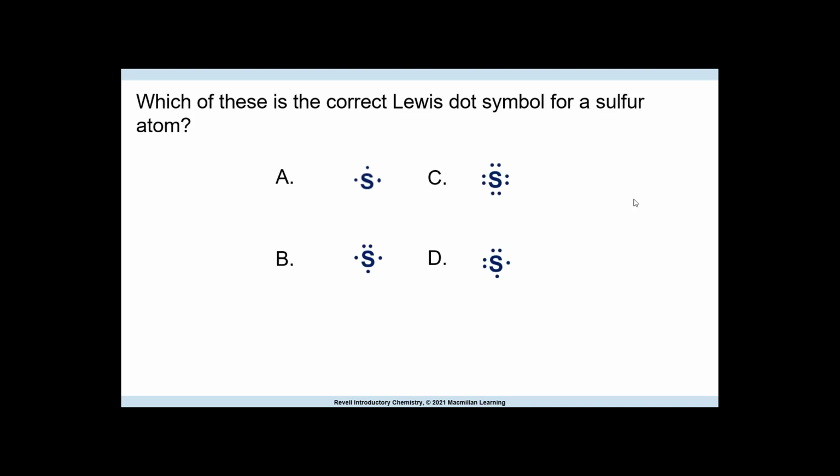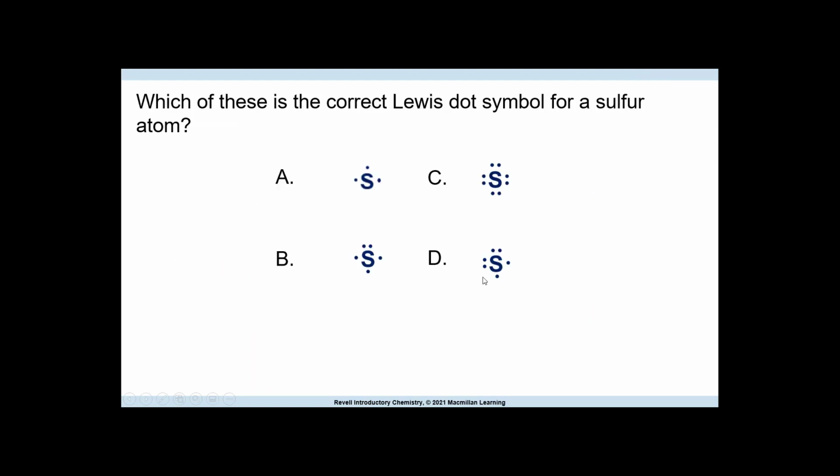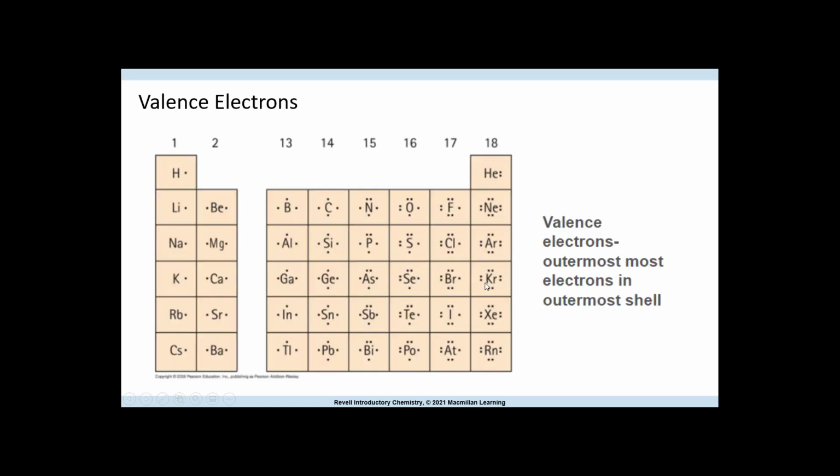So which of these is the correct Lewis dot symbol for sulfur? If we look at sulfur, sulfur is an S and it's in group 6A. So that means it should have 6 electrons around it. Now let's take a look. This is 3, this is 8, this is 2, 3, 4, 5, and this is 6. So it's going to be D, and it's not paired up until it has to. So the correct answer is D.